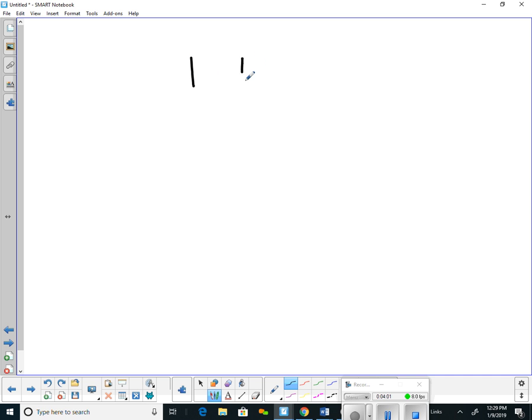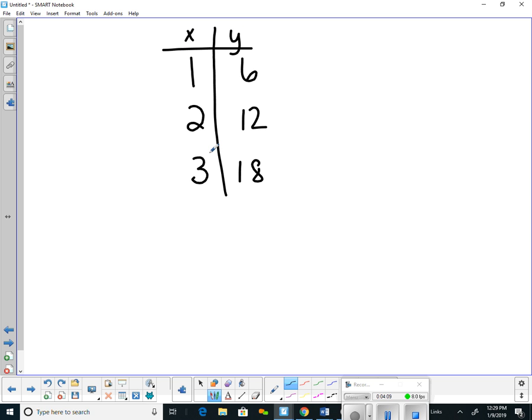Let's look here. Okay. Here I could add 5. Here I cannot add 5. I can go back, I can multiply by 6 all the way down. So my equation would be what? 6x equals y. Okay.